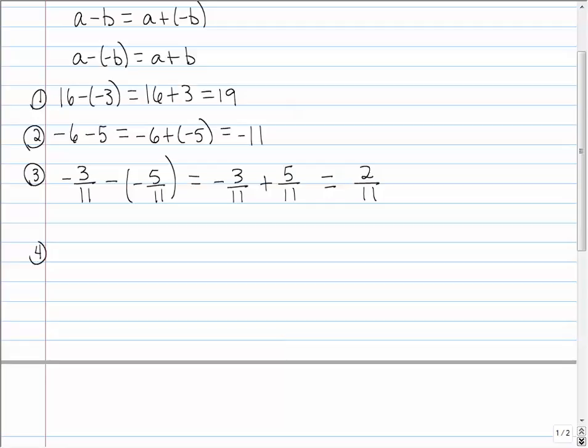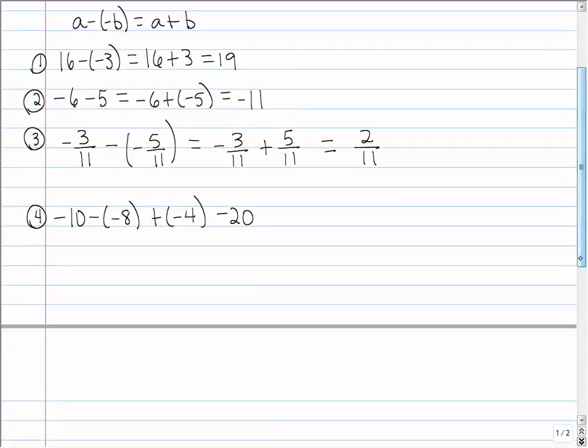Okay, let's look at this one next. Number 4. Negative 10 minus negative 8 plus negative 4 minus 20. Now, when I rewrite this, which signs am I looking to change? The minus signs, right? Everywhere I see a minus sign, I'm going to have to change that to addition.